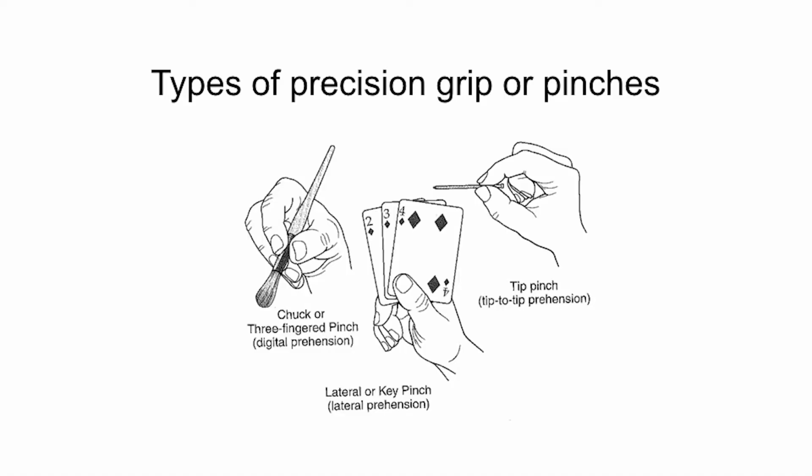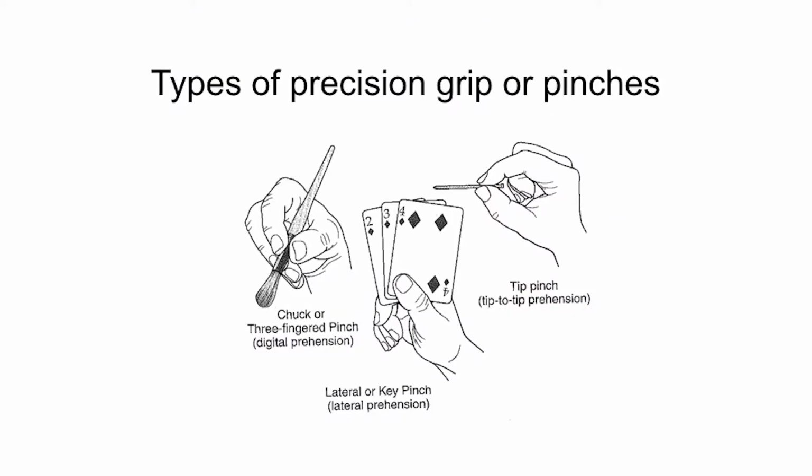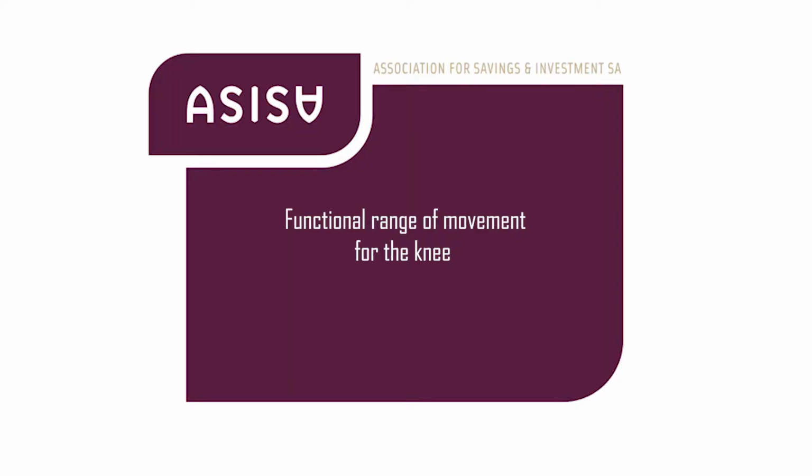Precision grip between the index finger and the thumb is important. Again, for a tripod grip, holding a pen, a pincher grip, holding something fine like a needle, or a lateral or key pinch when you hold a deck of cards or your map when you are traveling.